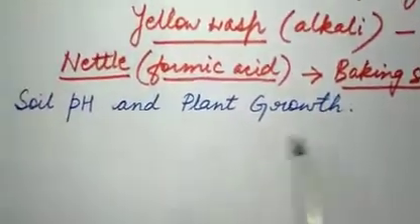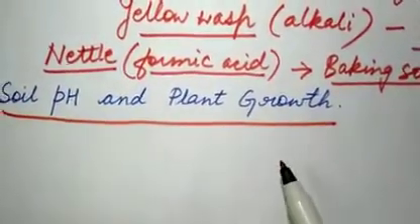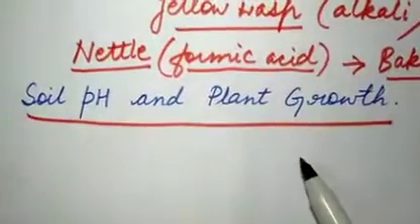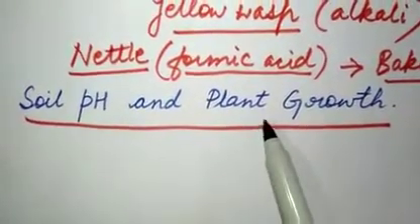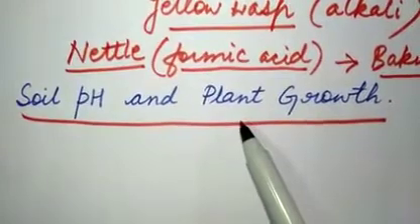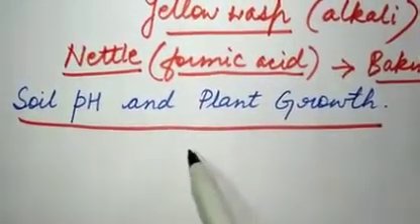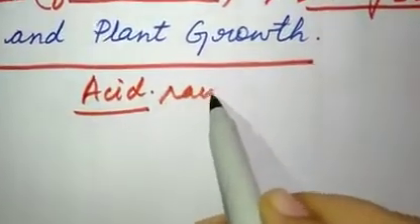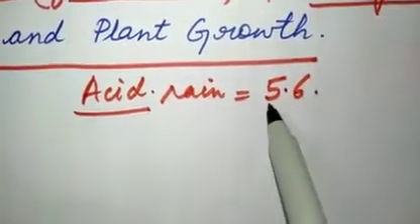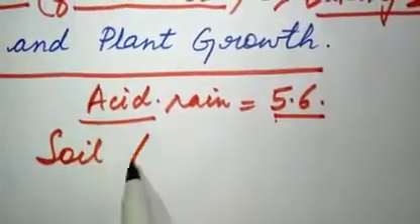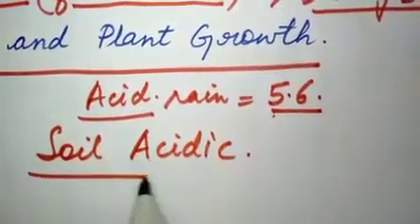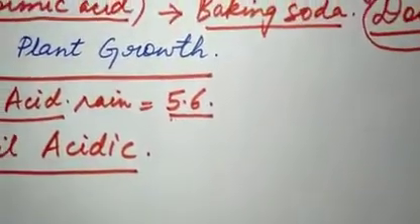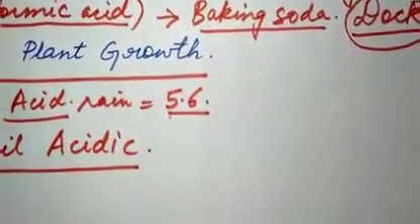Okay, then next is soil pH and plant growth. As I said in the beginning, every organism grows better in a neutral pH. It is the same for plants. Plants also grow well when the pH is neutral, but sometimes due to acid rain, we have read in the previous part of the video that acid rain has a pH of 5.6, soil becomes acidic. Naturally, to neutralize the effect of acid we need a base. Now there are three kinds of mild bases which we can use here.